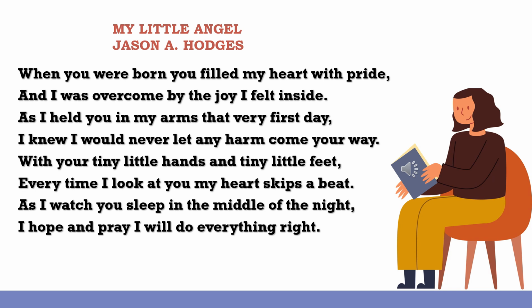This time, let us proceed to our examples. What we will do is that we will identify the different basic elements of poetry from the examples that I will be reading. Let us start with the stanza, persona, and the rhyme. We will read the poem My Little Angel by Jason A. Hodges, and later on, I will be asking you about the type of stanza used in the poem and the rhyme present in the poem and the persona of the poem. Are you ready?